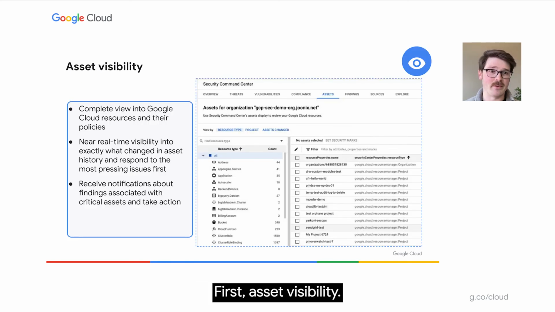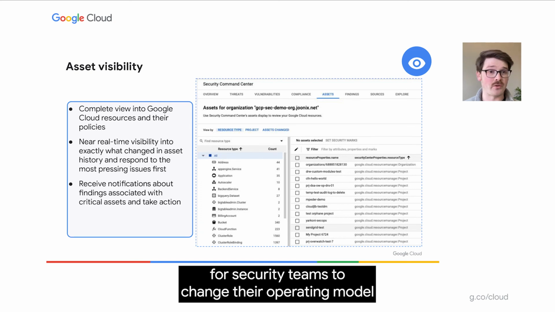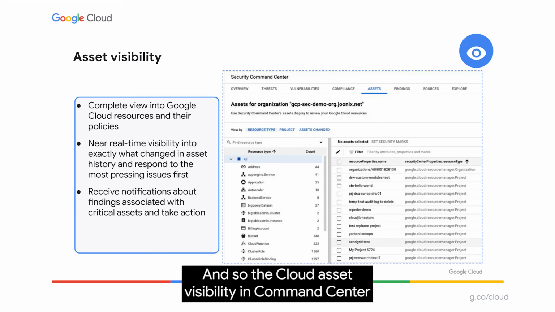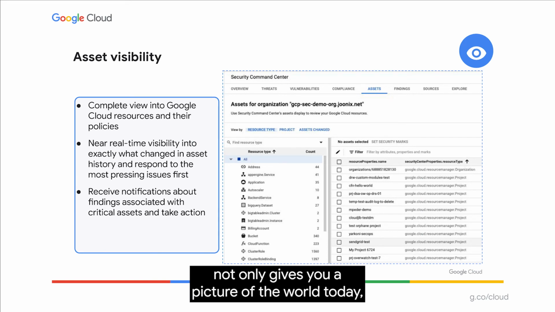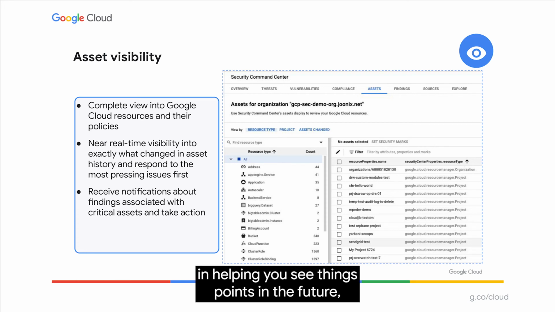First, asset visibility. Like I was saying, we think this really heralds a way for security teams to change their operating model. And in cloud, we know that things change rapidly. And so the cloud asset visibility in Command Center not only gives you a picture of the world today, it also allows you to go backwards in time and see your assets at points in the past. The team is still working on helping you see things at points in the future. When that happens, we'll have quite a party.